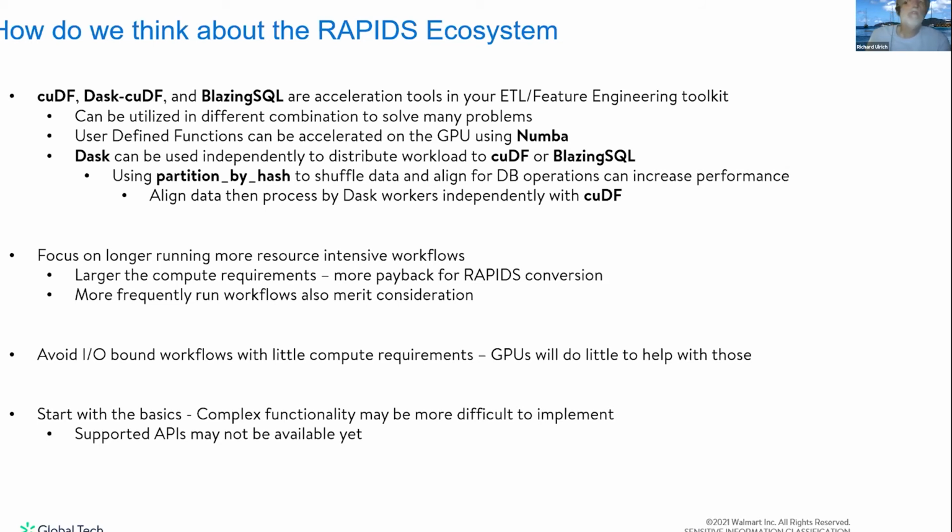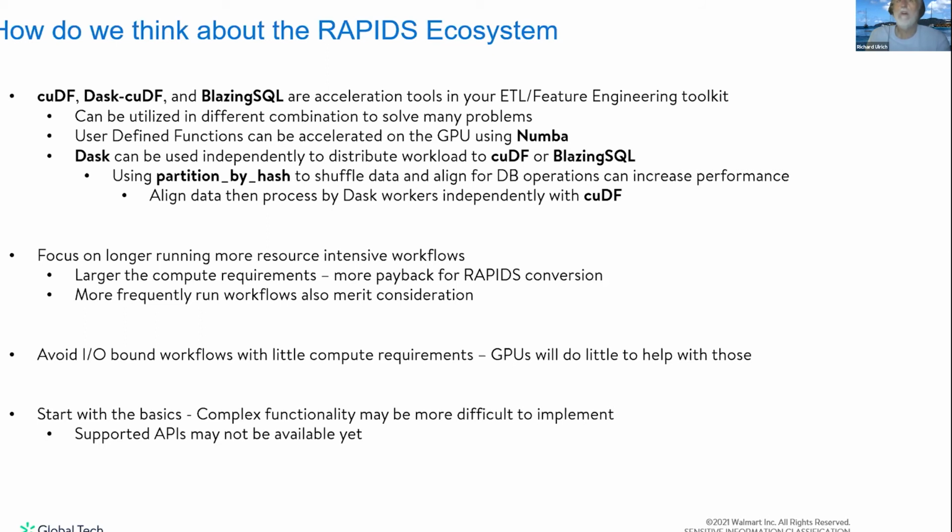So one of the ways we do this is something like partition by hash, where we know we're going to do certain operations on data. We can hash it and partition it in a way that makes sense, and then use Dask workers to work each one of those pieces, or each one of those partitions, independently, and thereby avoid a lot of shuffles on the data. This actually speeds things up even more.